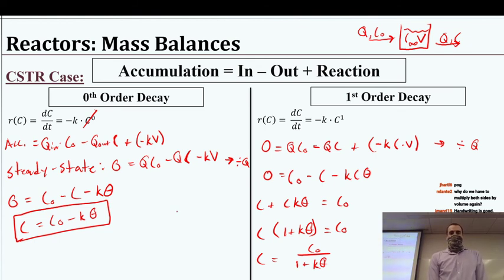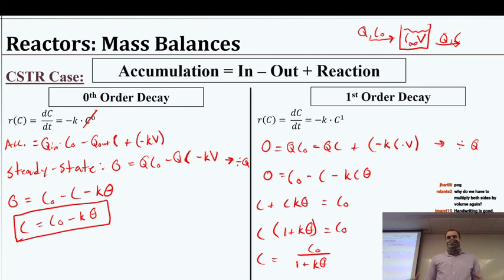One thing that we might see sometimes is you don't want to solve for just C, maybe it's C over C naught, to give you the ratio of what's remaining compared to what you started with. That's pretty simple, you just divide both sides by C naught. You have C over C naught equals 1 over 1 plus Kθ, which is also a very common form for this mass balance derivation.